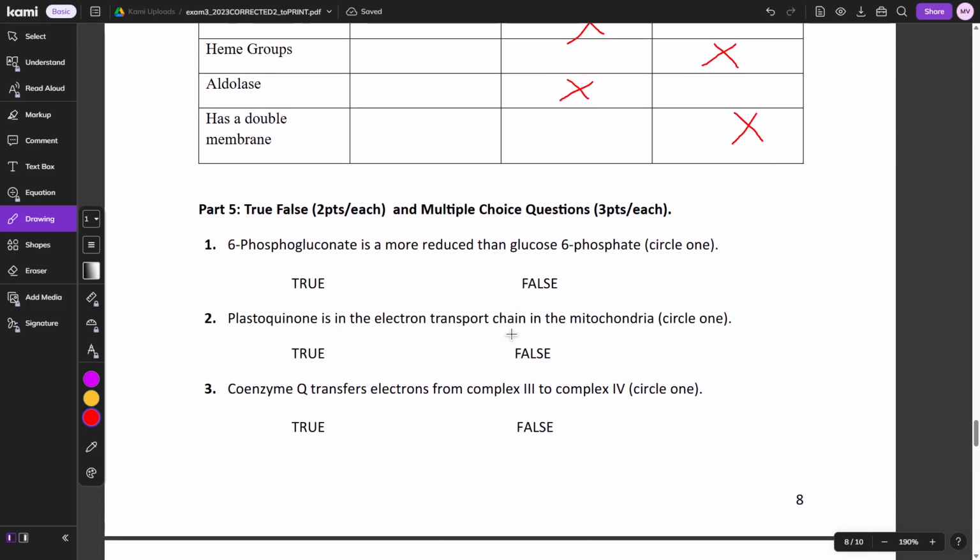Okay, these are some pretty straightforward questions to round off. 6-phosphogluconate is more reduced than glucose 6-phosphate. Is that true or false? False. What's the structure of 6-phosphogluconate? I just know this from deeper into the pentose phosphate pathway. You're getting less and less reduced as we're going through, right? Is it in the oxidative or non-oxidative pathway? Oxidative, and oxidative means oxidation. Yes. And the workflow of that pathway is going to be glucose 6-phosphate.